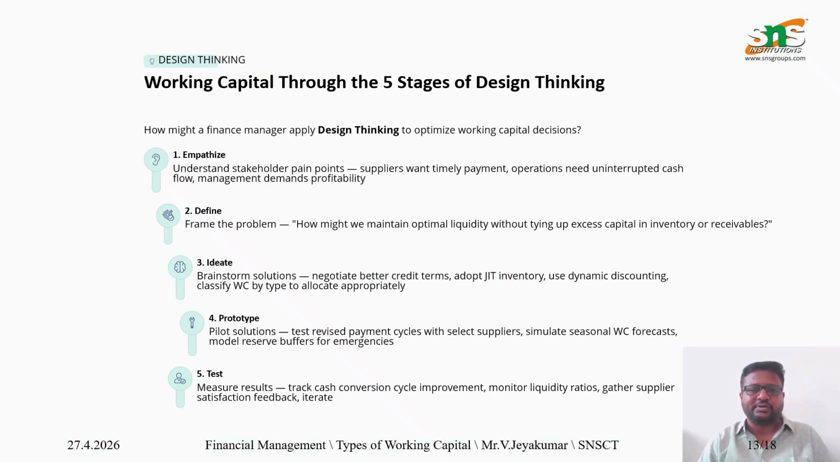Now let us discuss working capital through the 5 stages of design thinking. Working capital management can be improved using the 5 stages of design thinking. In the empathize stage, business understand cash flow and operational problems faced by the departments. During the define stage, the exact working capital issues like excess inventory or delayed collection are identified. In ideate and prototype, new solutions such as faster billing or inventory control methods are developed and tested. Finally, in the test stage, the effectiveness of the solutions is evaluated for improving liquidity and efficiency.